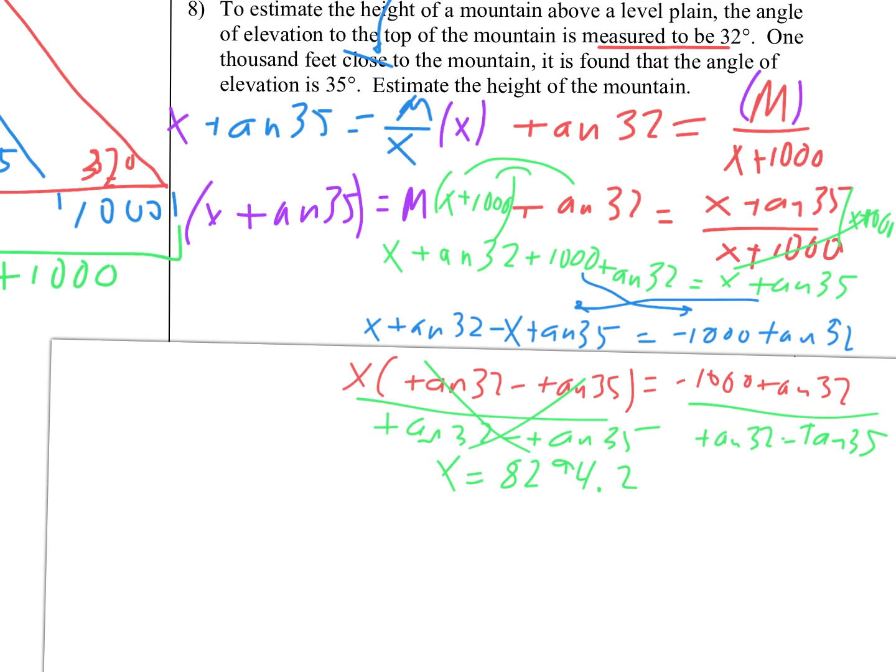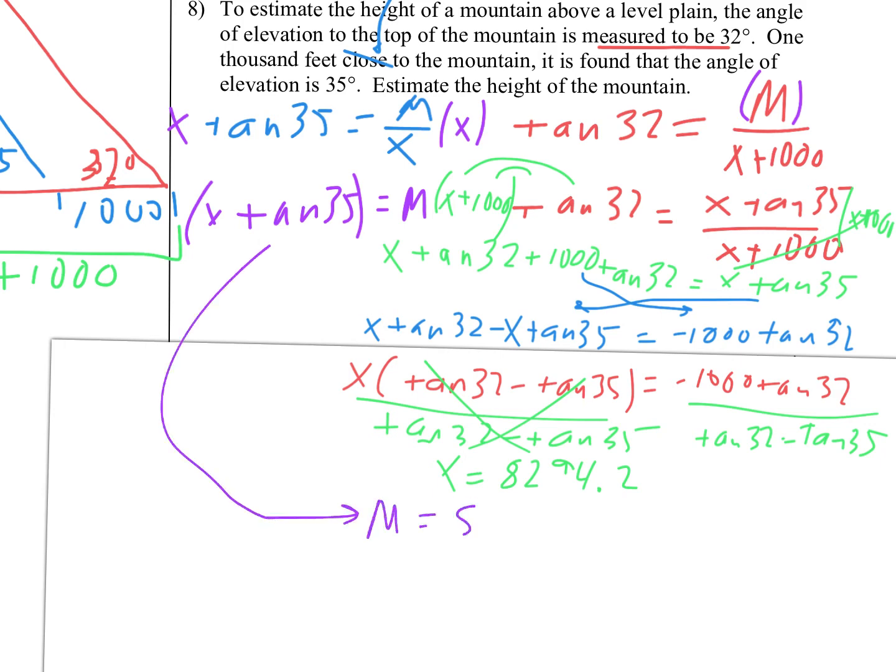So to find m, if we think back to our original two tangent equations, I can plug this x value into either one of them. Which one looks easier? This one looks a little bit easier to me. Or actually even easier, I can plug it into this purple one right here, x tan 35 equals m, because that way it's already solved for me.